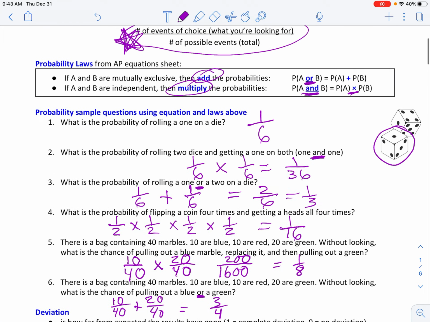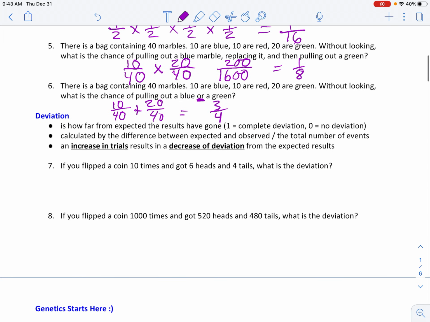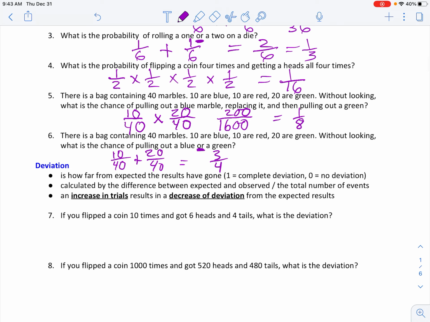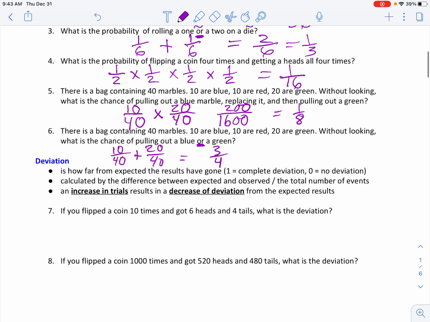And lastly, probability before we move on is this idea that there's a deviation. Deviation is how far from expected did you get. So if I flip a coin, I'm expecting to get heads or tails. If I flip the coin a bunch of times, I might not get what's expected. So what I mean is if I flip a coin 10 times, I might not get exactly 5 heads and 5 tails, which is what is statistically expected. Okay, so let's calculate deviation, which is how far from what you expected the results to be did you actually go. So flip a coin 10 times, and I got 6 heads and 4 tails.